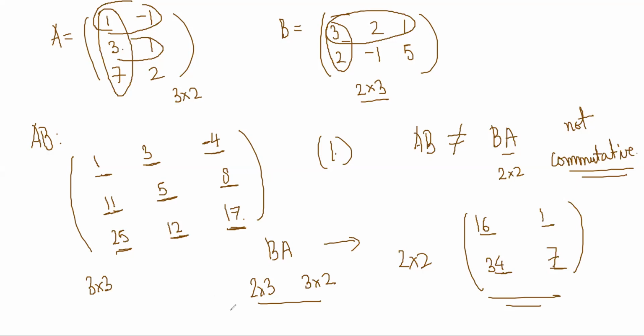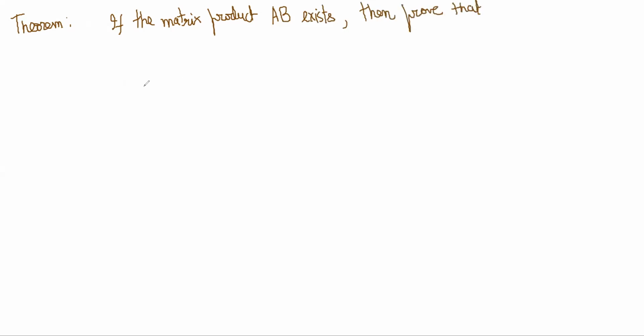Now another theorem that we will see is: if the matrix product AB exists, then prove that (AB) transpose is equal to B transpose A transpose.